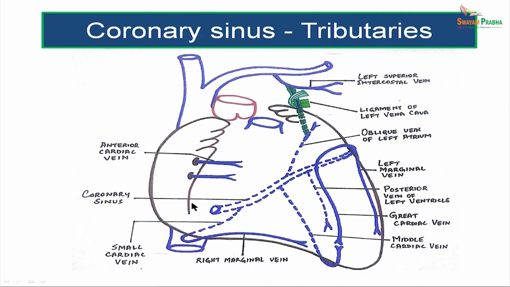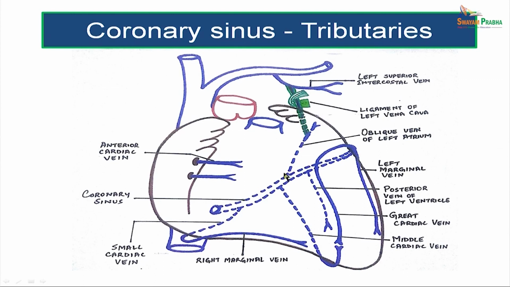Occasionally, right marginal can open directly into the right atrium. Otherwise, normally what happens? Right marginal will end in small cardiac vein, which will accompany the right coronary, and small cardiac vein will end in the coronary sinus before it terminates in the right atrium.